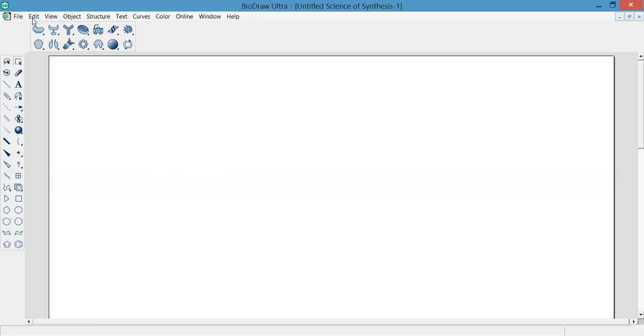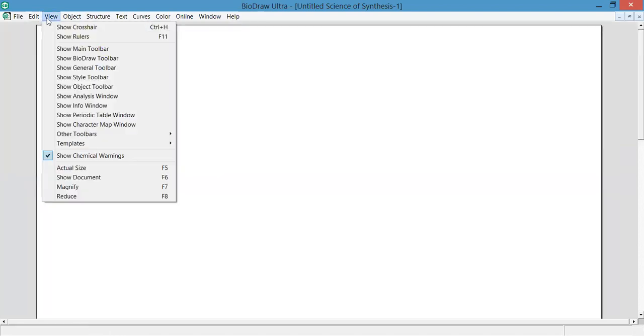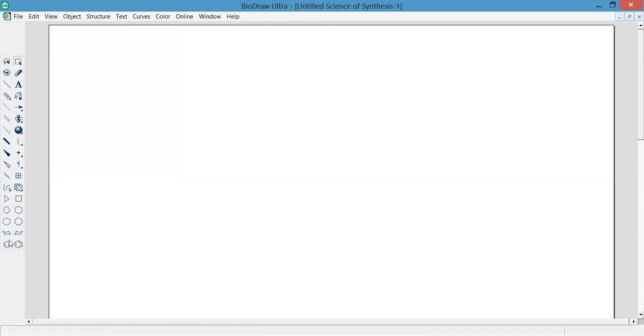Now, first there are many important functions. It has many toolbars. These toolbars are represented in the functional bar, that is, view, and then show main toolbar. This is the main toolbar of BioDraw or ChemDraw, through which you can draw the chemical structure, drug intermediate, chemical reaction like this. This is the main toolbar of this BioDraw.